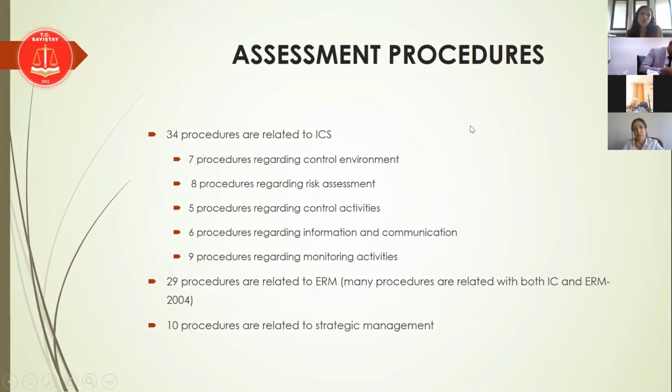Let me introduce our audit procedures related to IC and ERM. There are 7 procedures regarding control environment, 8 regarding risk assessment, 5 related to control activities, 6 related to the information and communication component, and 9 regarding monitoring activities. These are the components of the internal control system. 25 procedures are related to ERM. As you can see, many procedures are related to both IC and ERM.